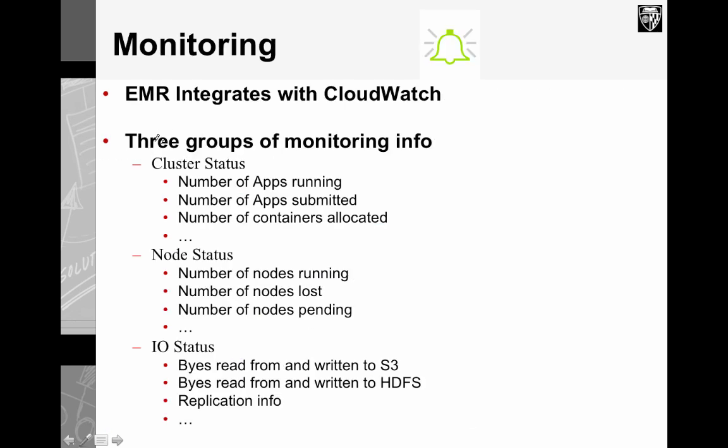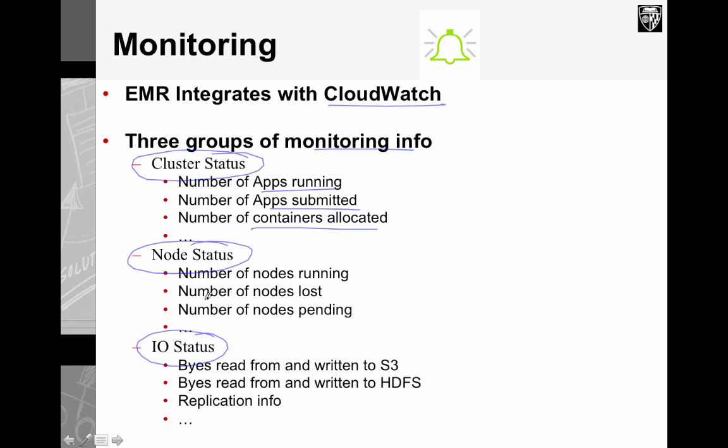When it comes to monitoring, EMR actually integrates with CloudWatch. There are 3 groups of monitoring information available. You can get information about the status of the cluster, the node status, and the IO status. The cluster status tells you how many apps are running, how many apps are submitted, how many of them failed, the number of containers allocated inside the cluster, the number of map tasks you can run, the number of reduce tasks you can run, the number of slots. Everything around the cluster information itself comes in the cluster status.